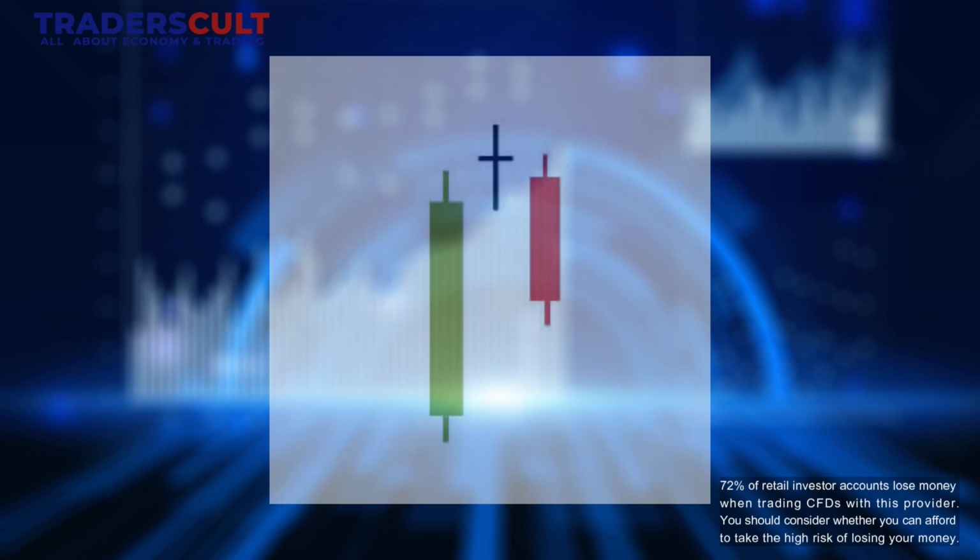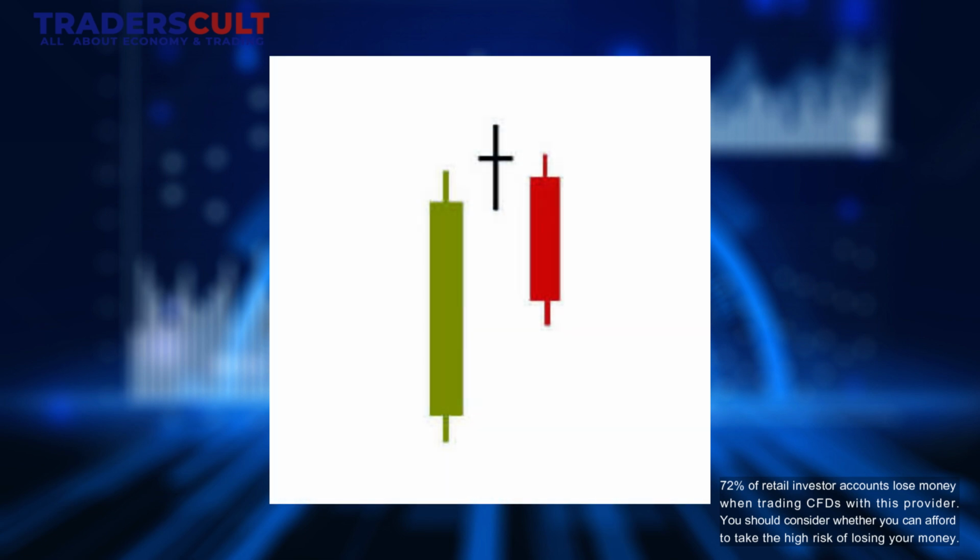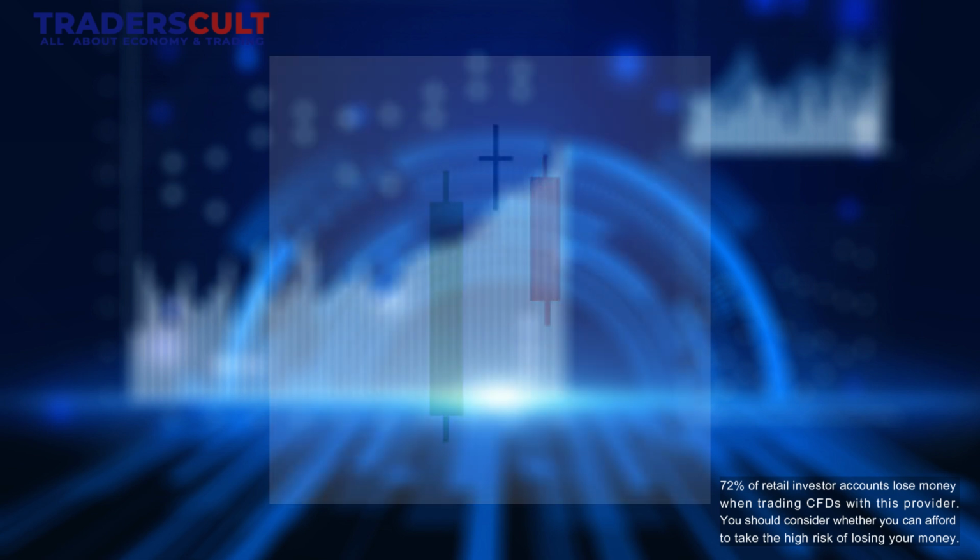Evening doji star. The evening doji star is a potent reversal signal with 3 candles, a very long bullish first candle, a doji second candle, and a bearish third candle, closing around 50% of the first's price range.